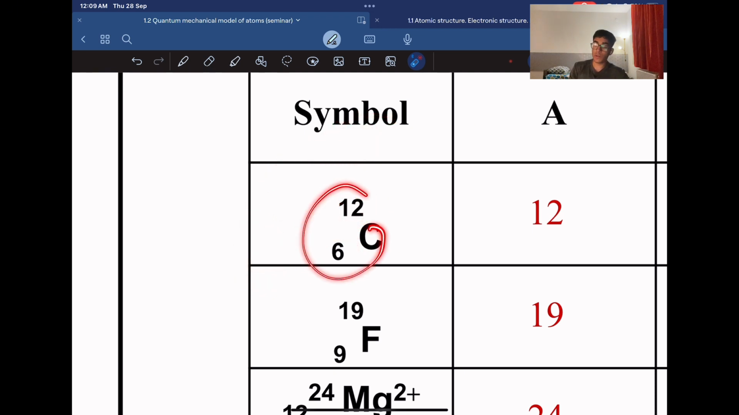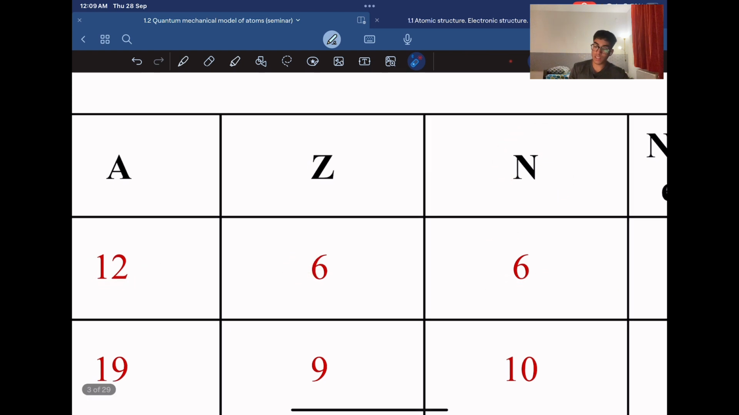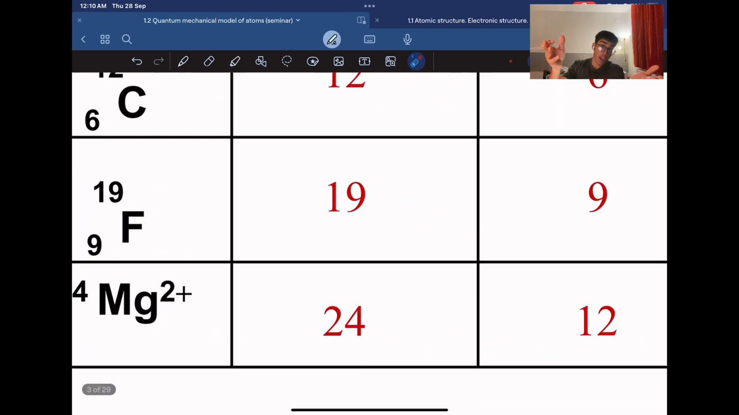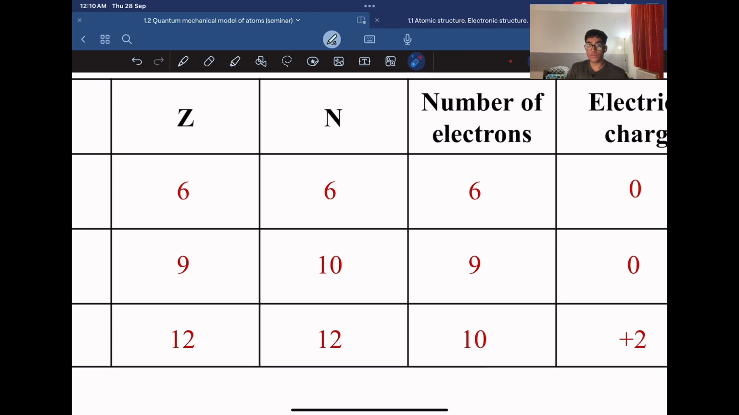To find the number of neutrons in carbon, I just need to subtract 6 from 12, and I get 6. That's the number of neutrons. Same goes for fluorine. That's 19 being the mass number and 9 being the atomic number. So according to that, the neutron number should be 10. I hope you got that. If not, just go back. It's okay.